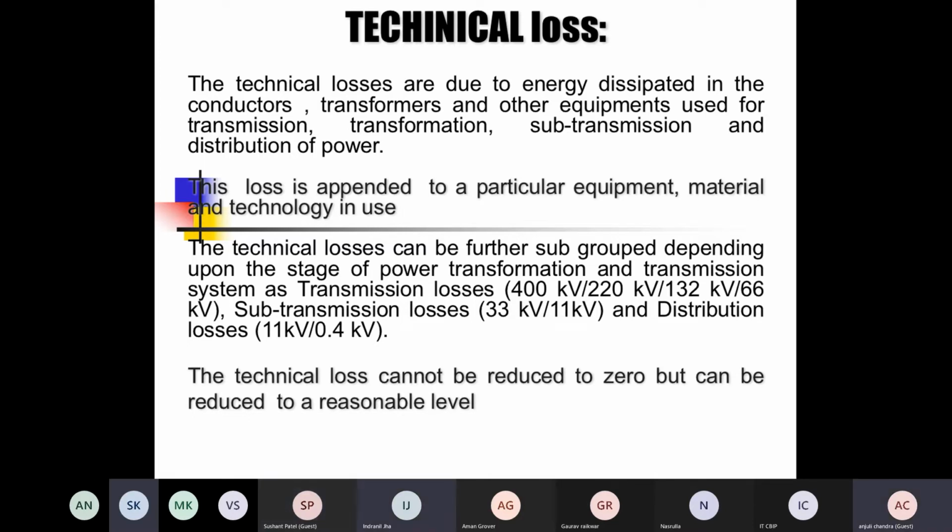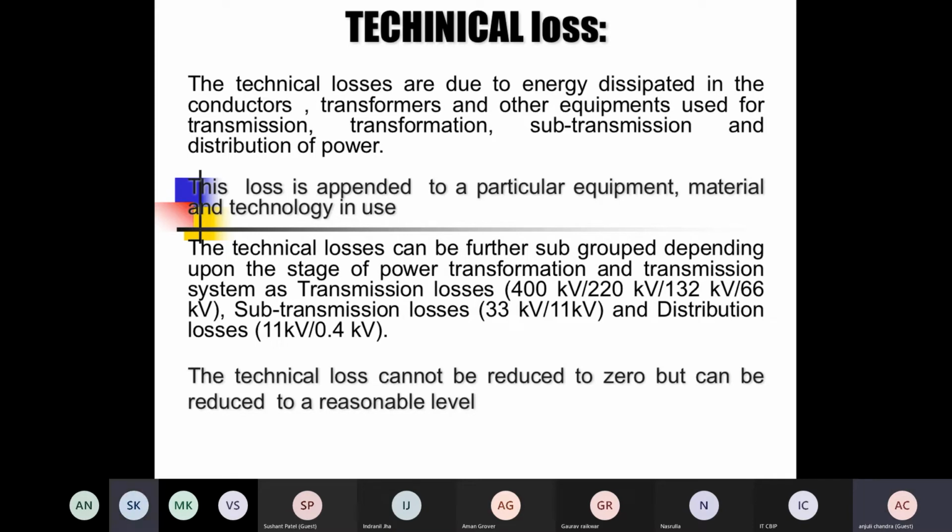No, ma'am. So why will it be different? Because it depends on the population density there. Actually, transformer losses depend on the load, on the material used, on the construction of the core and the winding.